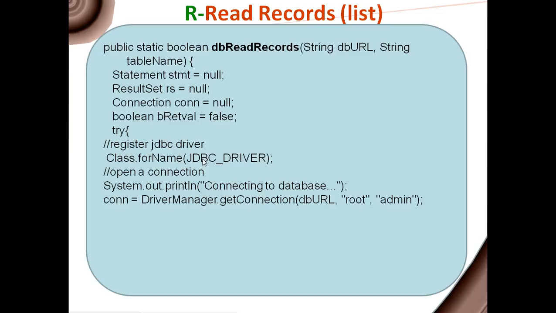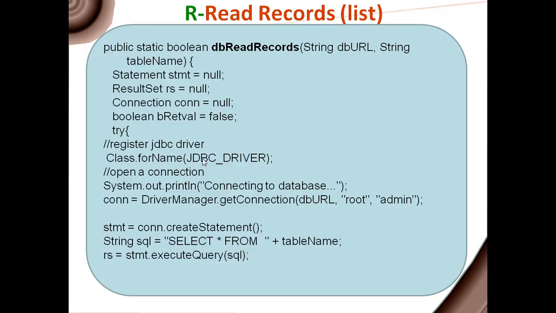There you require the URL for the database as well as the login and password. So the getConnection method requires 3 parameters. Once your connection object is available to you, then you will create the statement. That statement object will be created by using con.createStatement. Again, these are the standard steps. So step number 3 is to create the statement object.